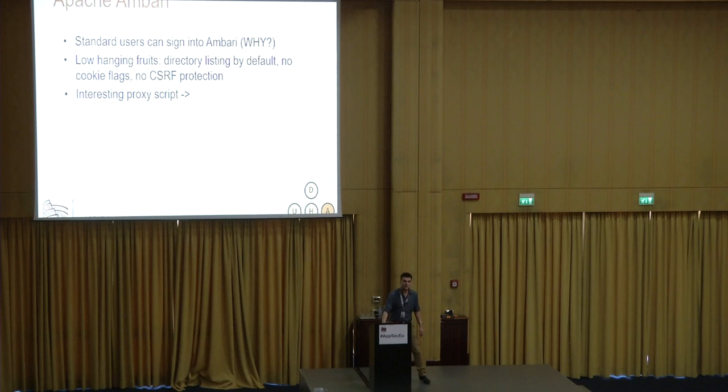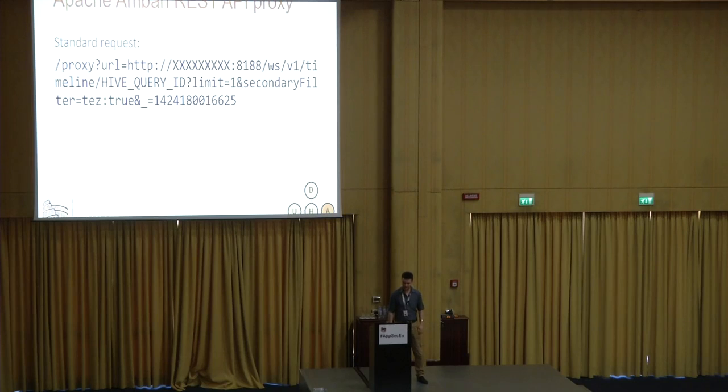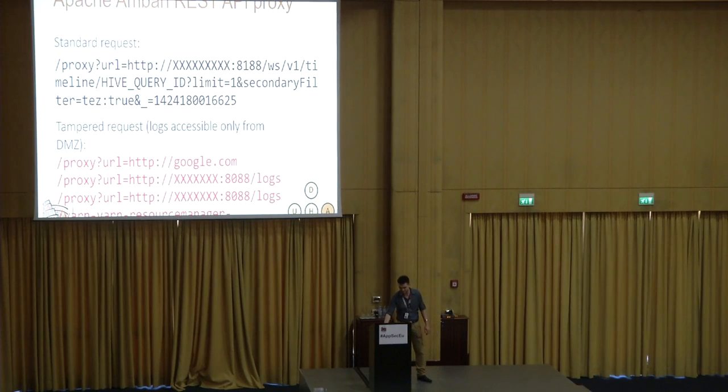OK. We found an interesting proxy script. So the URL is as follows. It proxies to some other URL. And this is an internal URL in the DMZ zone in the Hadoop cluster. And it returns some data, right? So what would you do with such a proxy script? Maybe tamper it with other values for the URL, right? Of course, we did it. So of course, it allows us to download google.com content, right?